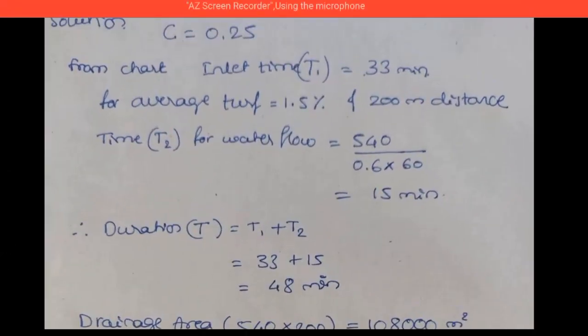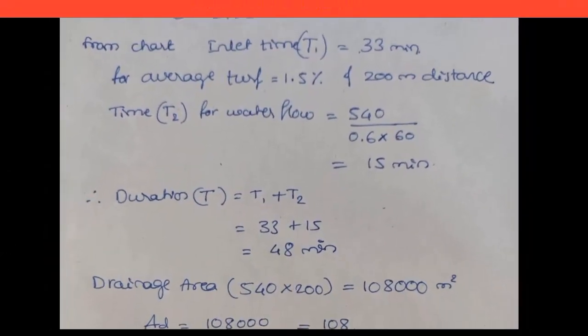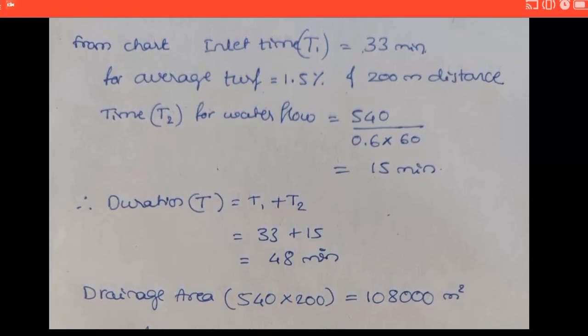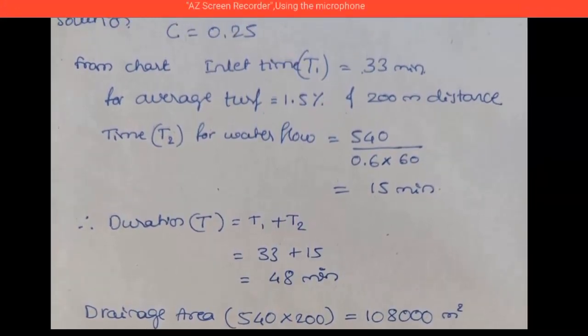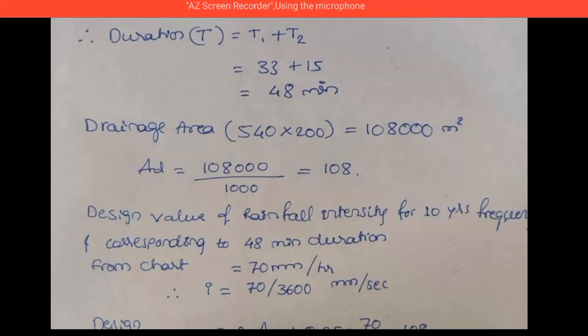So after getting the T1 value, now I will calculate the T2. It is nothing but, that is given, 540 meters of length divided by the drain velocity 0.6 meter per second, in minutes, that is 15 minutes. Next is duration. Total is 33 plus 15, 48 minutes.